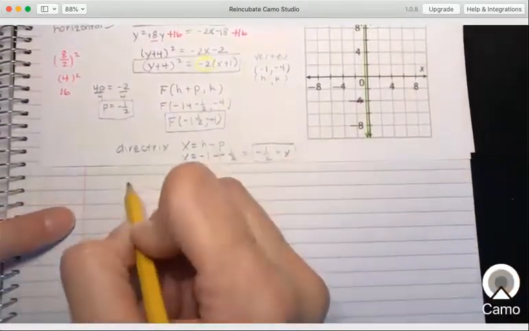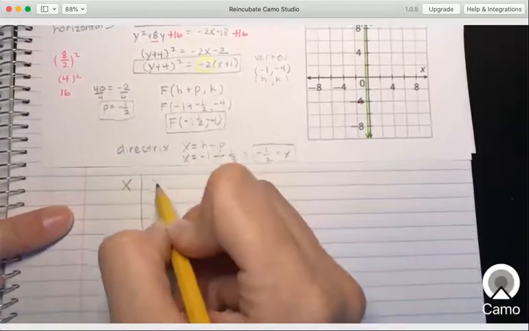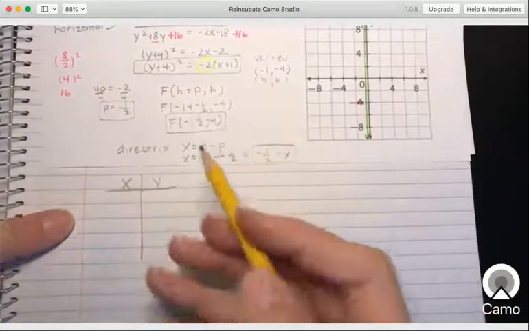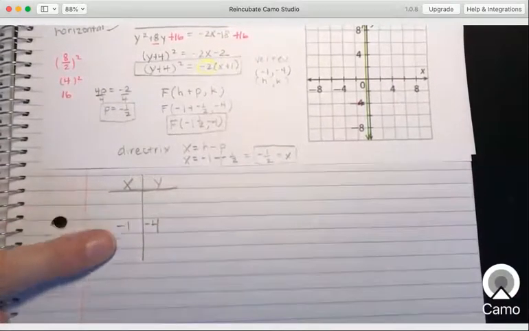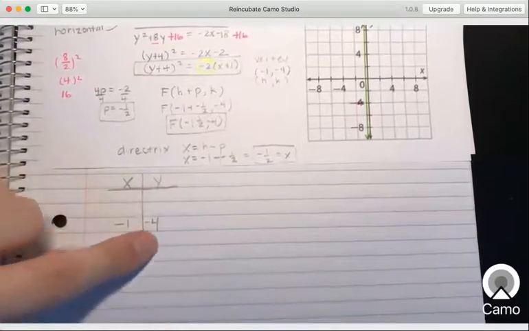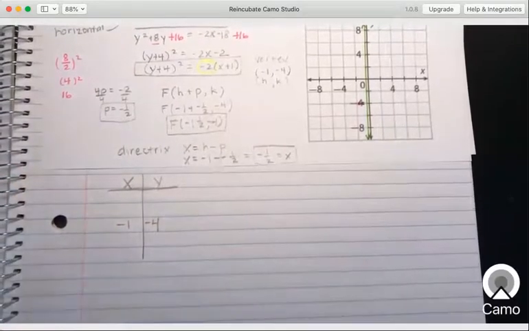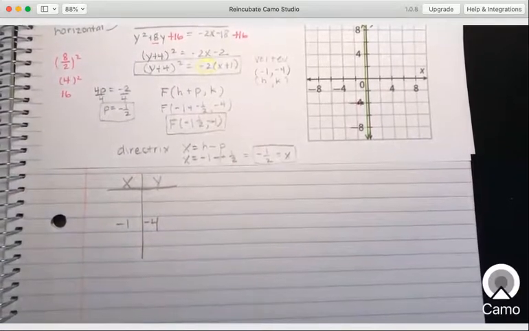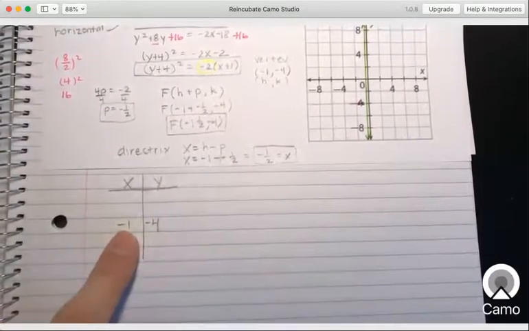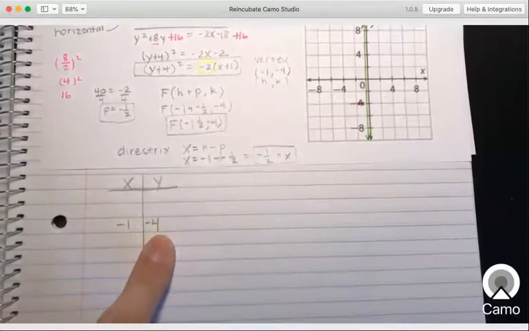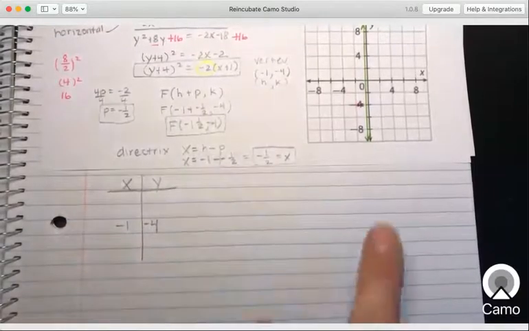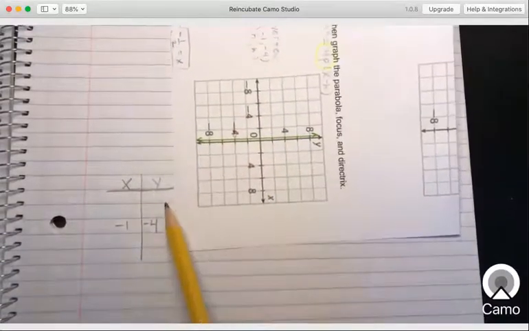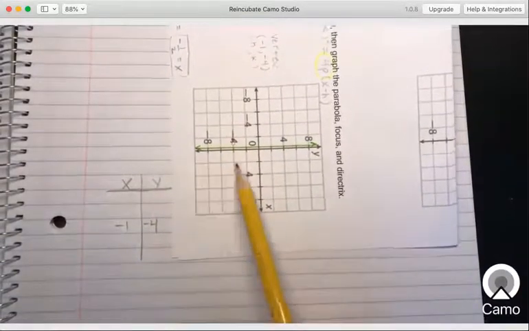So we'll still set up our table the same way. We have x and y. I'm going to put my vertex in the middle, so -1, -4. But now instead of picking x coordinates on either side, I'm going to pick y coordinates. And remember, whenever you are substituting values into an equation to solve, you can substitute in x or y. It does not matter which one, just traditionally we substitute in the input. We're using, again, our axis of symmetry to our advantage, and that's why we're choosing our y values, so we can take advantage of that axis of symmetry.